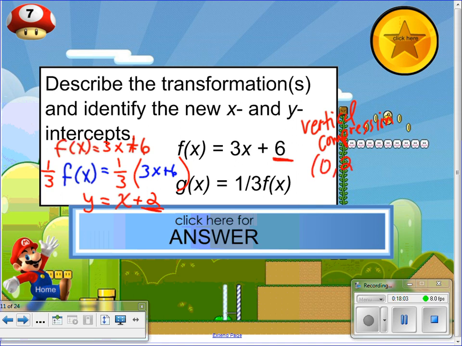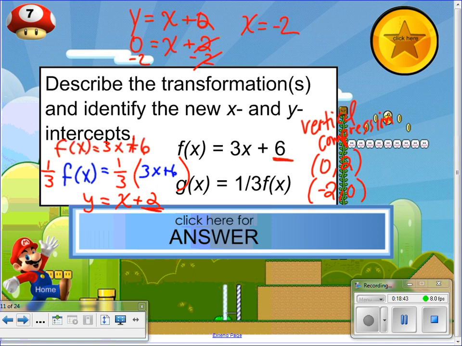So again, just remember that when you're doing vertical stretches and compressions, it does change the y-intercept because you're multiplying that number to everything, including the y-intercept. Okay, now the x-intercept, remember how we find the x-intercept. The x-intercept is when y is equal to 0. So we have y equals x plus 2, and we make y 0. So we have 0 equals x plus 2. We subtract to get x by itself, and we see that x is equal to negative 2. So our new x-intercept is (-2, 0).